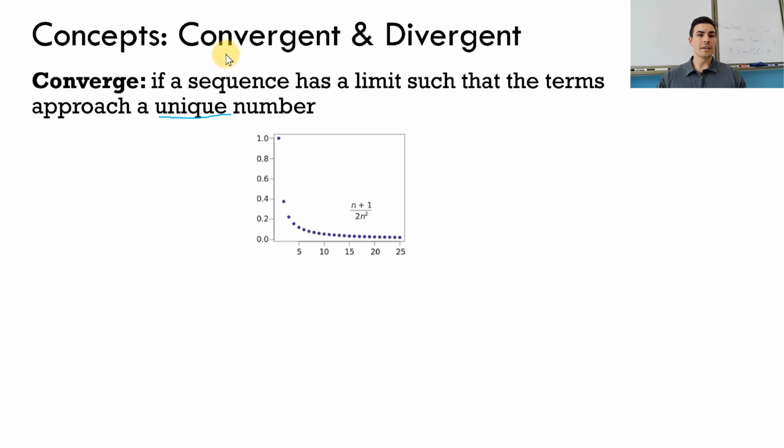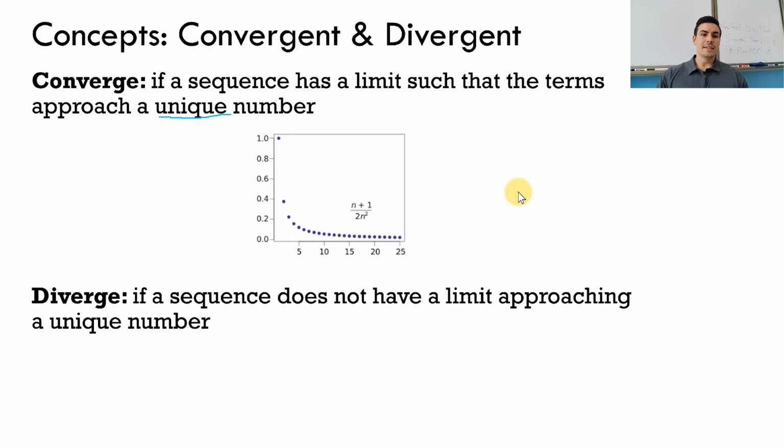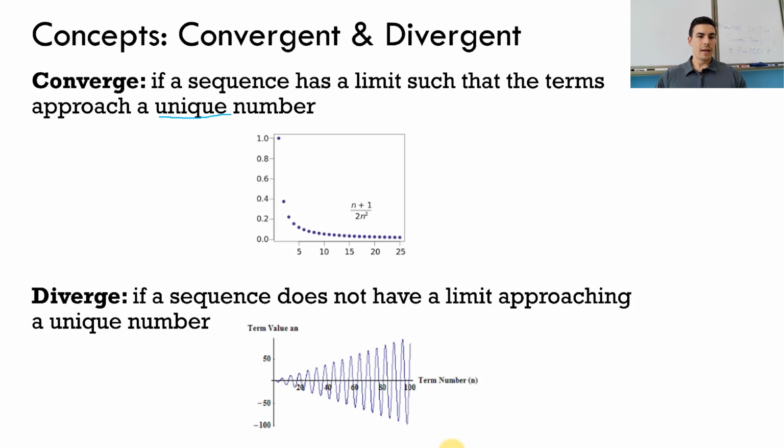So we would say that that is a convergent series, or sequence, sorry. And we would say it's divergent if the sequence does not have a limit approaching a unique number. Does not have a limit. So an example of that would be right here.